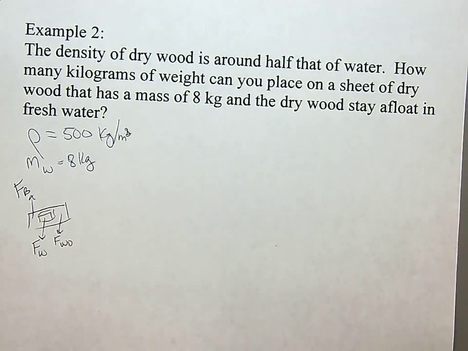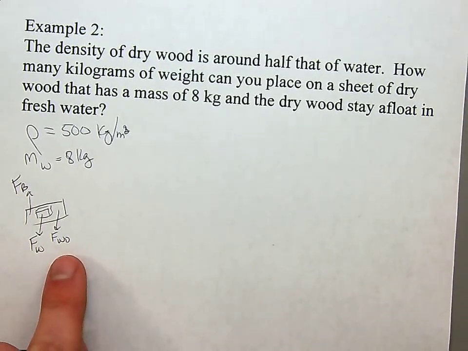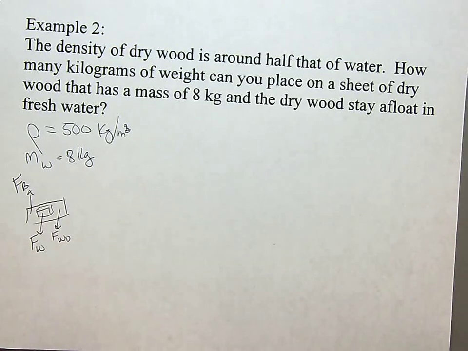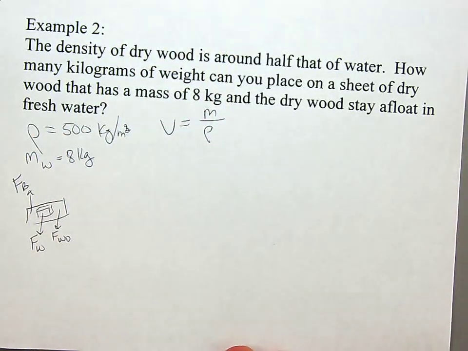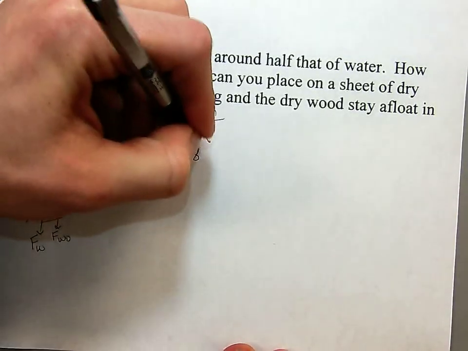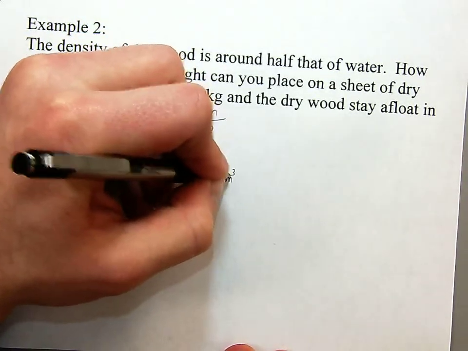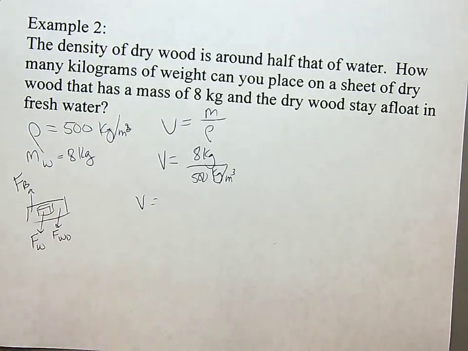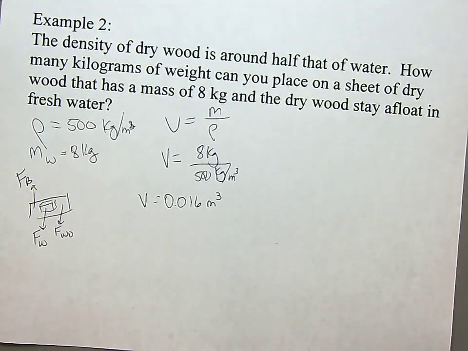Okay, so here's a path. I'm going to figure out the volume of water displaced by 8 kilograms of wood, which is easy because I know the density and I know the mass. Okay, using the volume of water and the density of water, I can figure out the buoyancy force on the wood. Subtract the weight of the wood, and I have how much weight can go on top of that. Okay? So let's start. The volume displaced is equal to the mass divided by the density. So the volume displaced is 8 kilograms divided by the density, 500 kilograms per cubic meter. So the volume is, I think, 0.016 cubic meters. Okay, that's the volume displaced by that wood.